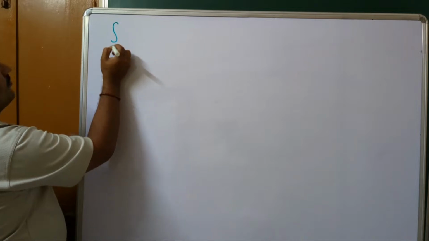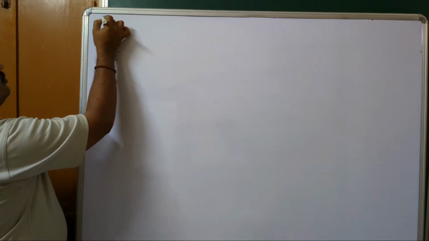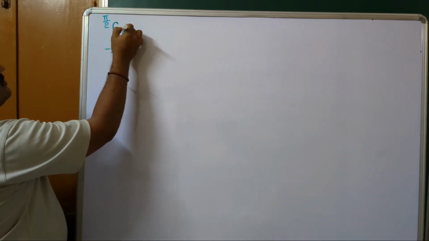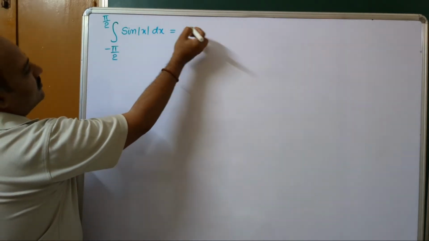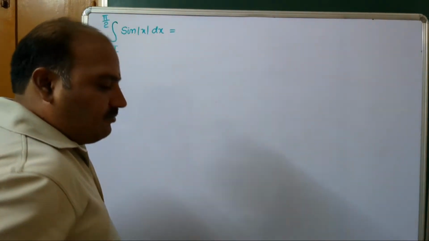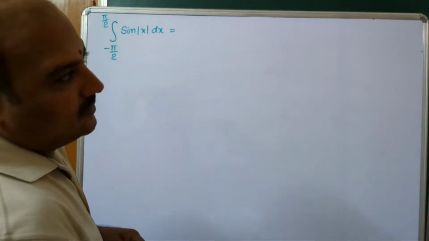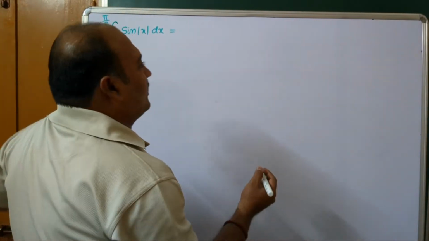Integral from minus pi by 2 to plus pi by 2 of sine mod x into dx. So evaluate integral minus pi by 2 to plus pi by 2 of sine mod x. So two possibilities are there here. Two methods I will explain here, both the methods. First, the splitting method.